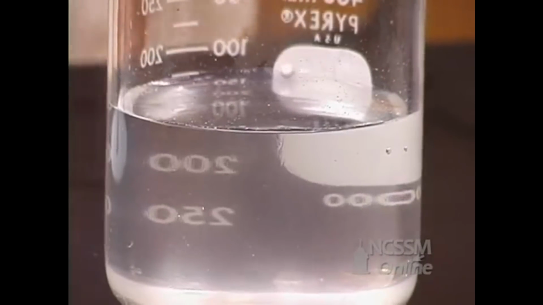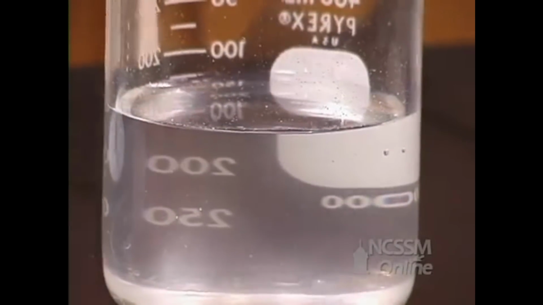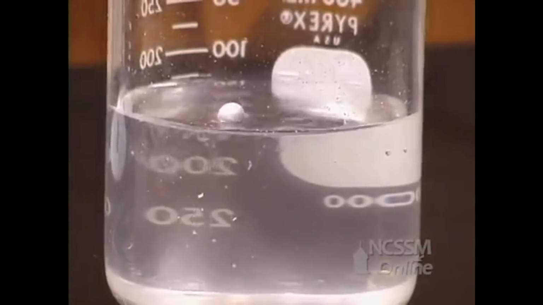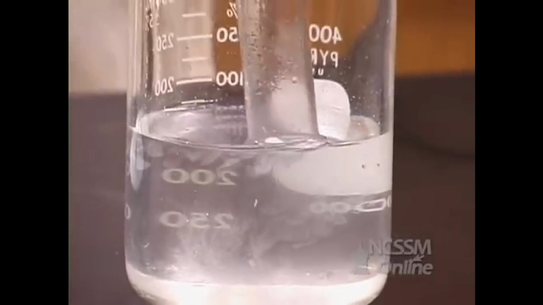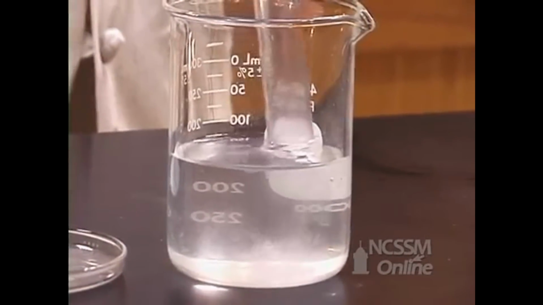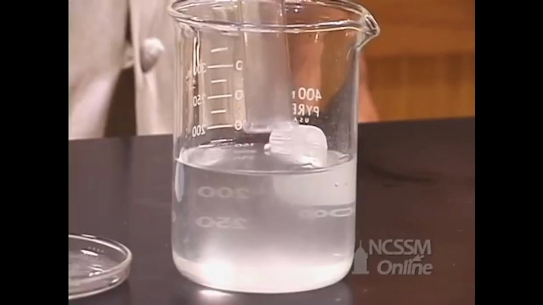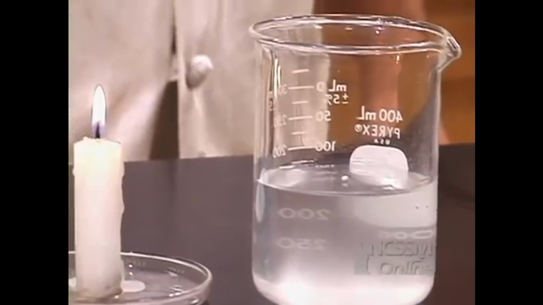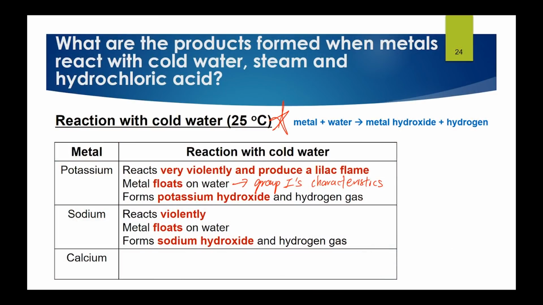In terms of the product formed, do you have any idea what product is being formed? If you think about it, sodium with water, and you need to form a metal hydroxide, yes, you form sodium hydroxide. If you take a look at what happens when the universal indicator is added in, you realize that this time round, it is an alkaline solution that's being formed. So in terms of the reaction of sodium with water, we see that it reacts violently, the metal floats on water, and the products formed are as such.